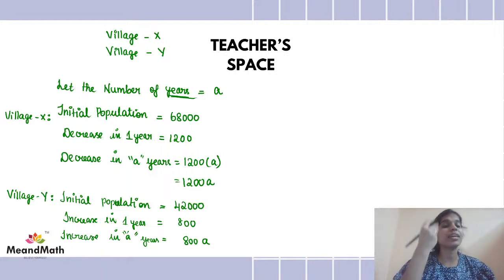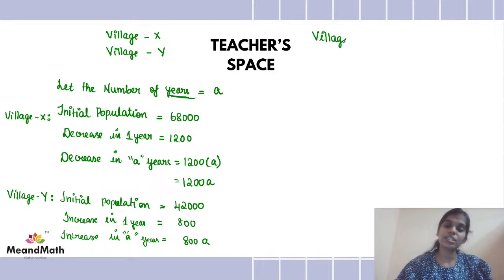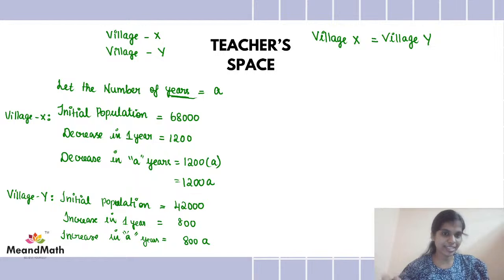Now what do I want to find? I want to find this A. After how many years will both populations be equal? So what we are going to do is find this A. Now if we take this A, we can write village X and village Y should have the same population after A years. Already I have a count for A years, right? So I'm going to equate this.